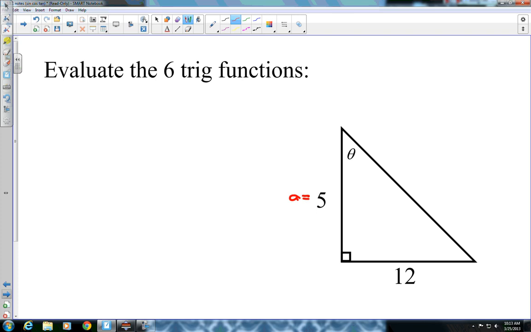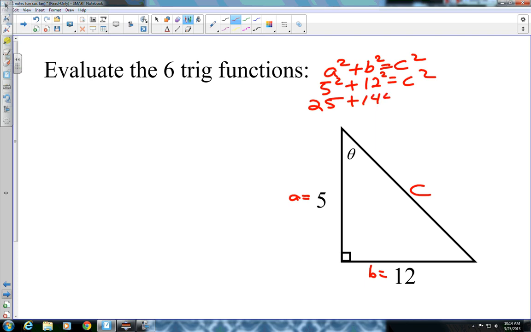So if I label them this way, first thing I need to do is figure out what is the length of my hypotenuse. So I'm going to use the Pythagorean theorem. A squared plus B squared equals C squared. So I have 5 squared plus 12 squared equals C squared. 25 plus 144 is C squared. So 169 is C squared, so C is 13.